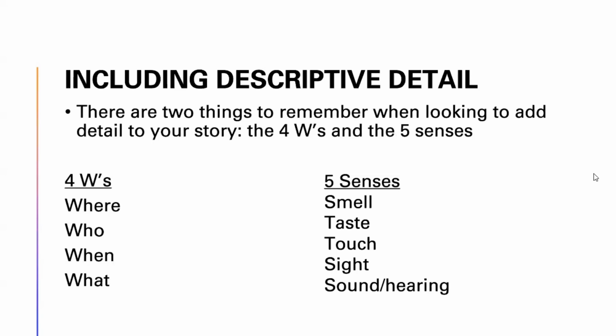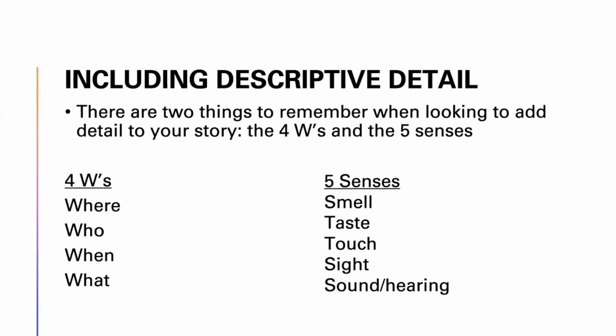Finally, include descriptive details. I will go over this more a little bit later as we get towards the personal narratives that we're going to be reading for the class, but there are two things to remember when looking to add details to your story. There are the 4 W's: where, who, when, and what. And then there are the 5 senses: smell, taste, touch, sight, and sound.